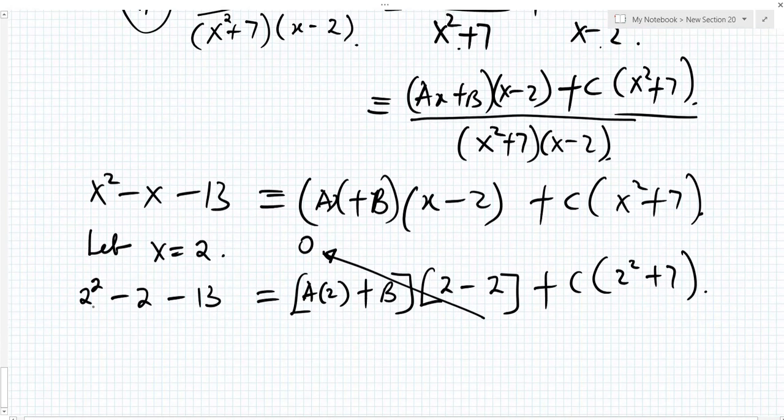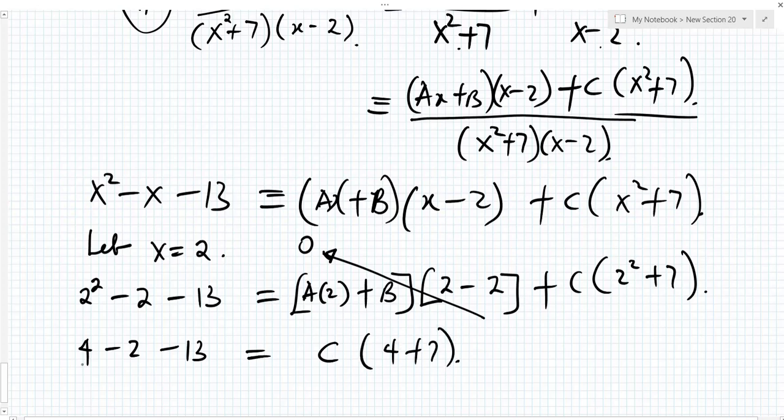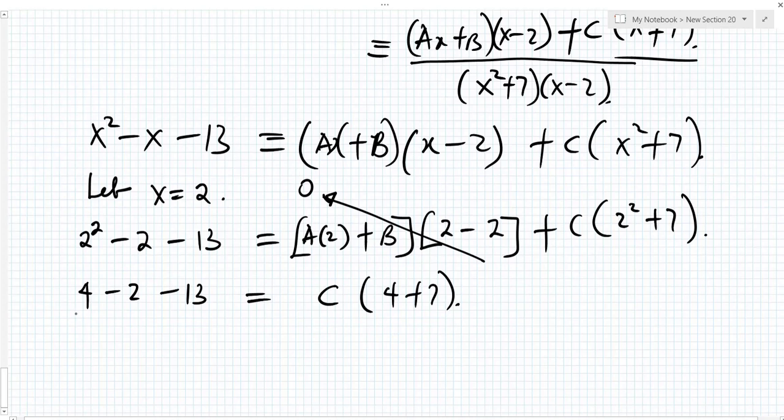Now we have 2 squared is 4, minus 2, minus 13, is equal to c into 4 plus 7. 4 minus 2 is 2. 2 minus 13 will give you minus 11. 4 plus 7 is 11, so 11c. Divide all through by 11.